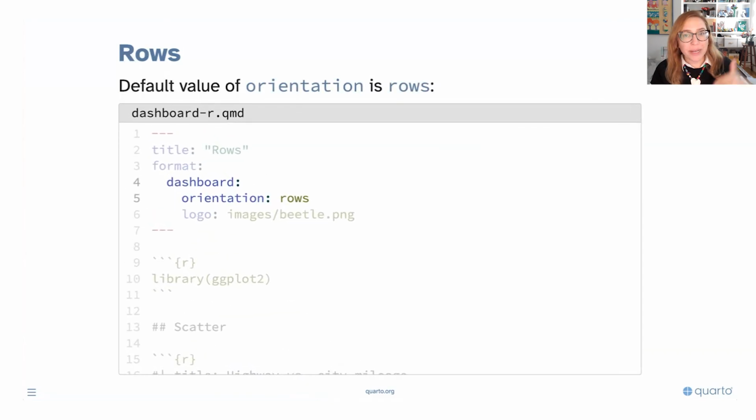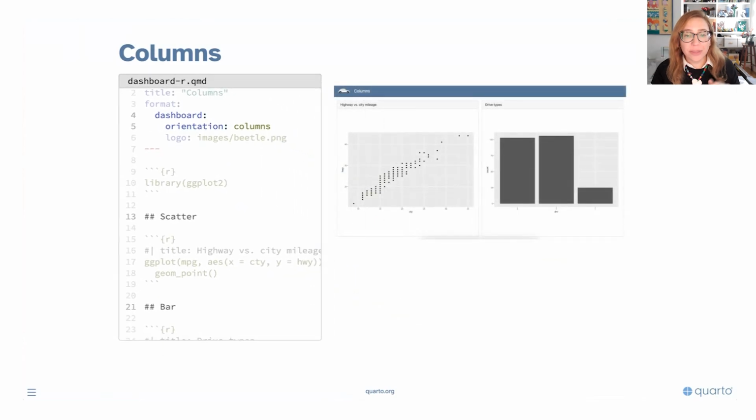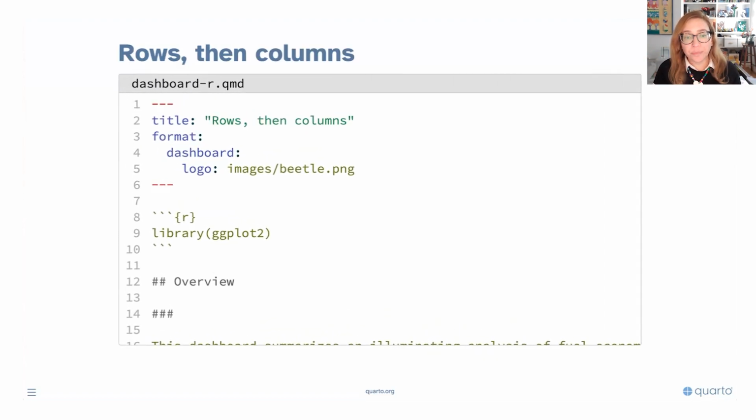Another way of saying by default your cards are laid out in rows is to say that the default value of the orientation field in your YAML is rows. So we could add that and we would get the same result. And if we switch that to columns, that makes each second level heading a column instead of a row. So in this case, those second level headings for scatter and bar create two cards that are placed next to each other across two columns.